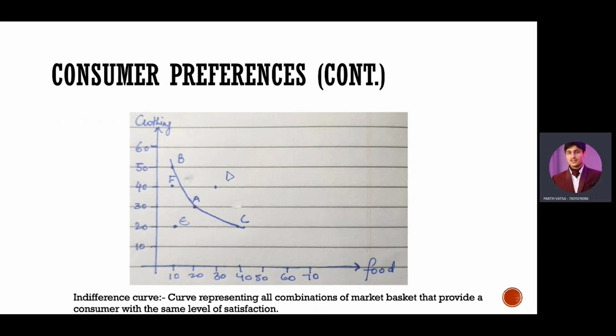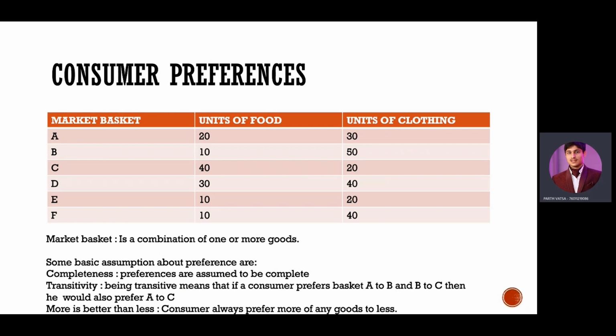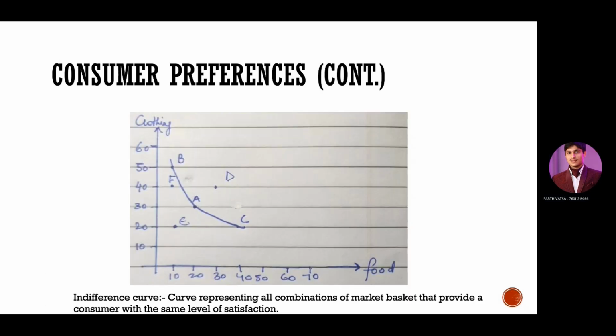The points which I have plotted on this graph are actually from this table. You can see that points B, A, and C are forming a curve, whereas points F, E, and D are out of this curve. Either they are downwards or upwards. We will later understand what this downwards and upwards signifies.